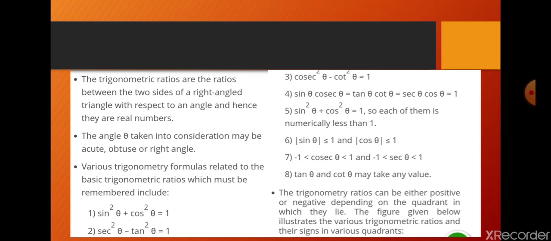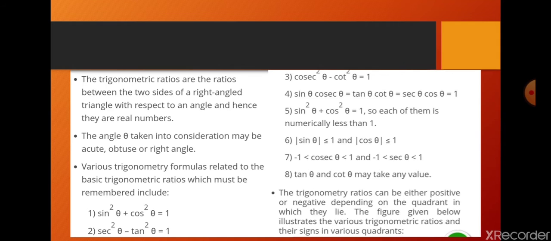Various trigonometric formulas related to the basic trigonometric ratios which you must remember include: first one, sin square theta plus cos square theta equals 1. Second one, sec square theta minus tan square theta equals 1. Third one, cosec square theta minus cot square theta equals 1.